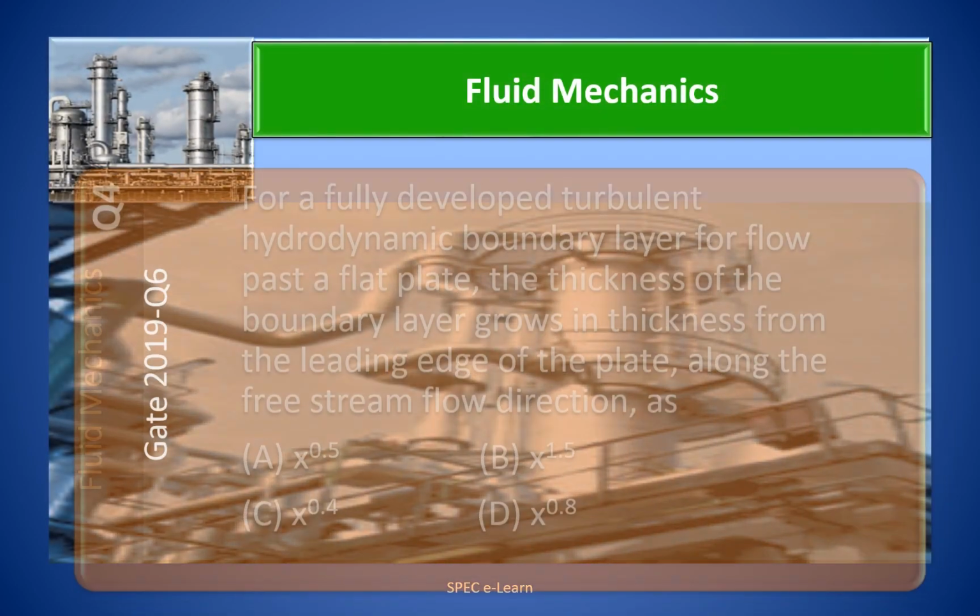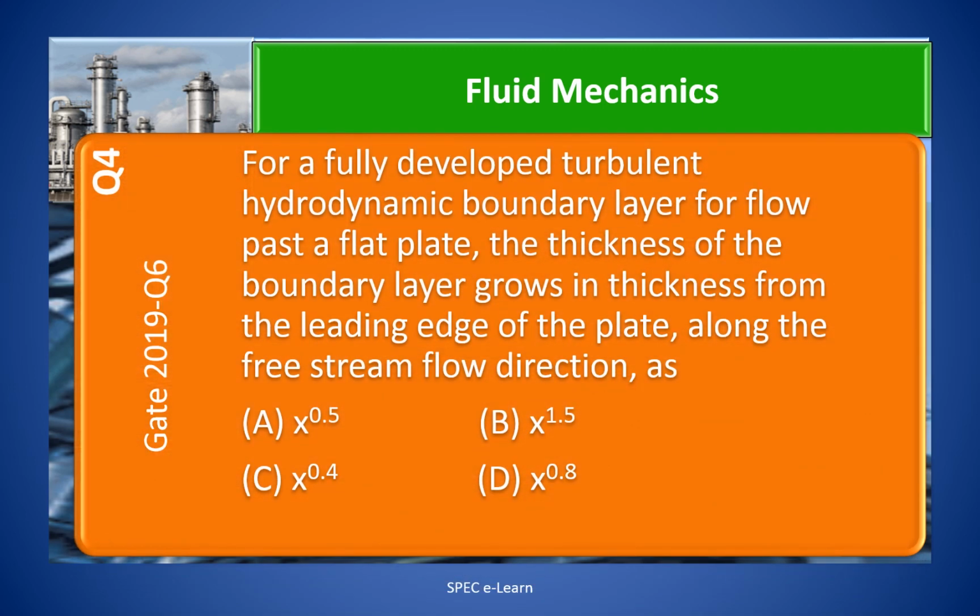GATE 2019 question number 6. For a fully developed turbulent hydrodynamic boundary layer for flow past a flat plate, the thickness of the boundary layer grows in thickness from the leading edge of the plate along the free stream flow direction as option A, x to the power 0.5, option B, x to the power 1 by 5, option C, x to the power 0.4, option D, x to the power 0.8.